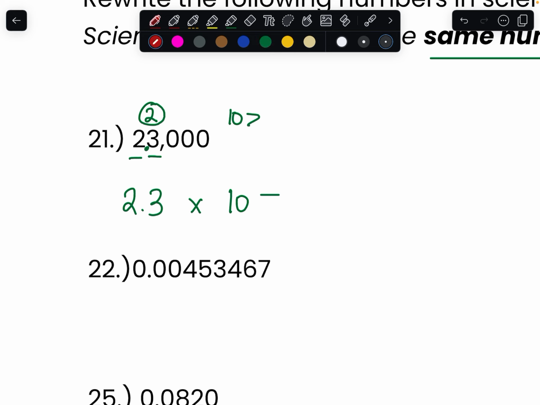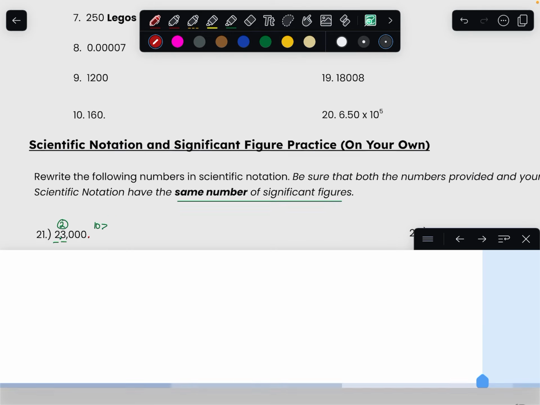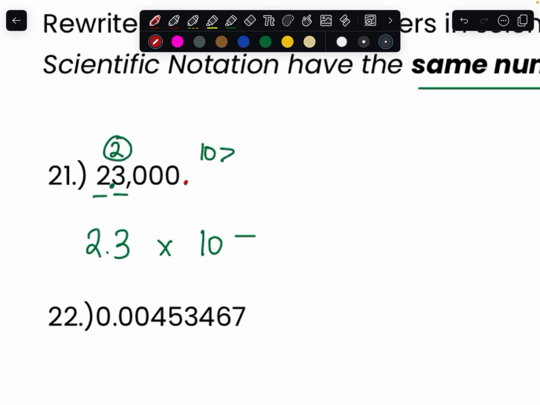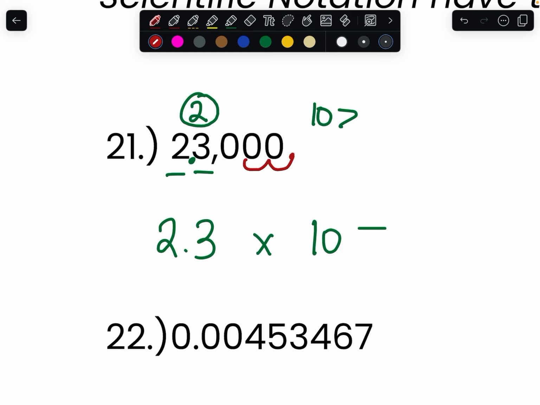So I just need to find out how many places I hopped to move this decimal. To move this decimal from the end of this number to between the 2 and the 3, I moved 1, 2, 3, 4 spots. So that would be 2.3 times 10 to the 4th.